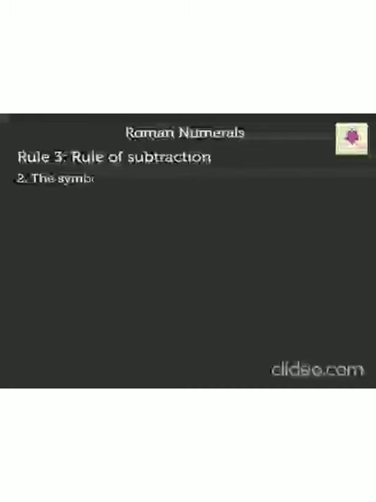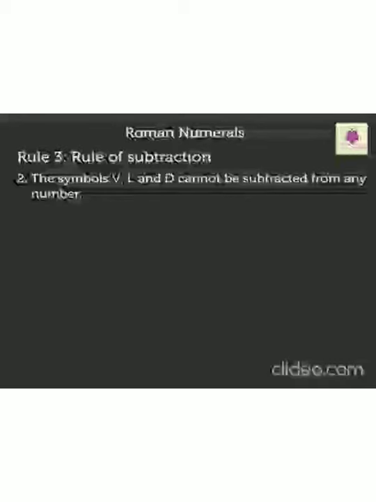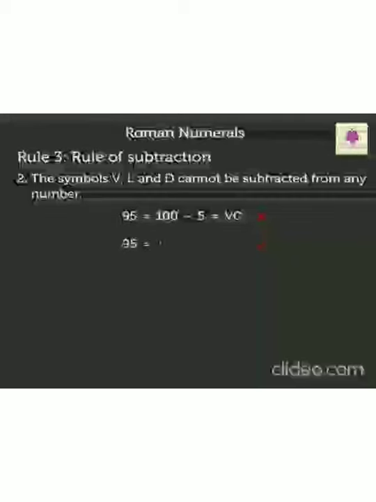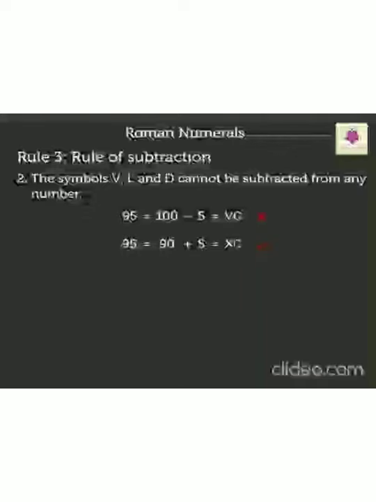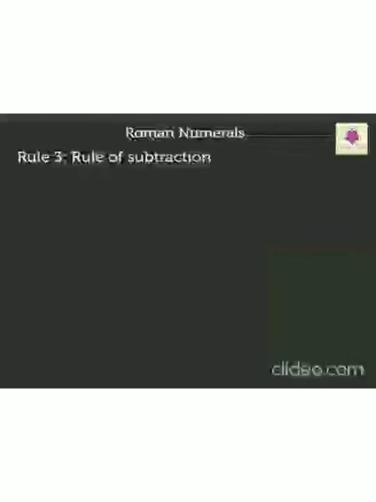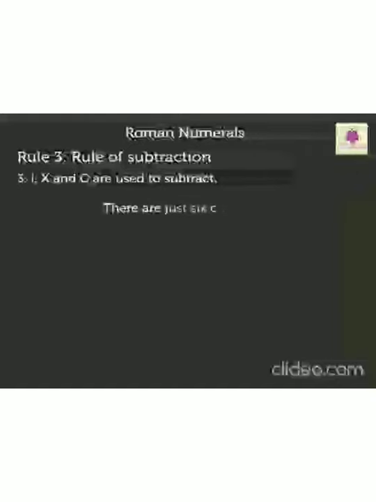2. The symbols V, L and D cannot be subtracted from any number. For example, 95 cannot be written as 100 minus 5 is equal to VC. 95 should be written as 90 plus 5 is equal to XCV. 3. I, X and C are used to subtract. There are just 6 combinations.